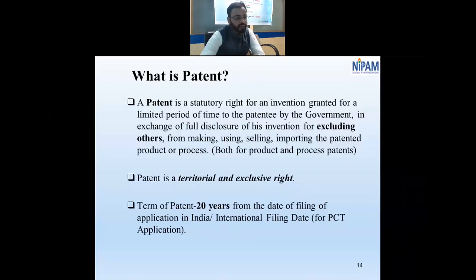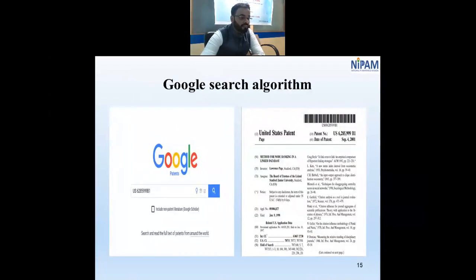The term of patents is 20 years, as I've already mentioned before also, from the date of filing, not from the date of grant of your patent application. The day you file your patent application is the day the lifetime of your patent starts, if you end up getting the patent certificate throughout the legal journey of that particular invention.